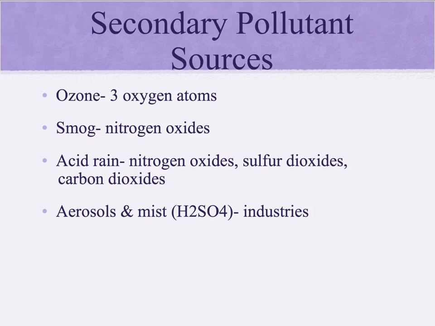It's air pollution. We also have acid rain. Acid rain can form from nitrous oxides, sulfur dioxides, and carbon dioxides. When we burn coal, a lot of sulfur dioxide is released, and that will generate a lot of acid rain. Aerosols and mist can come from industries.